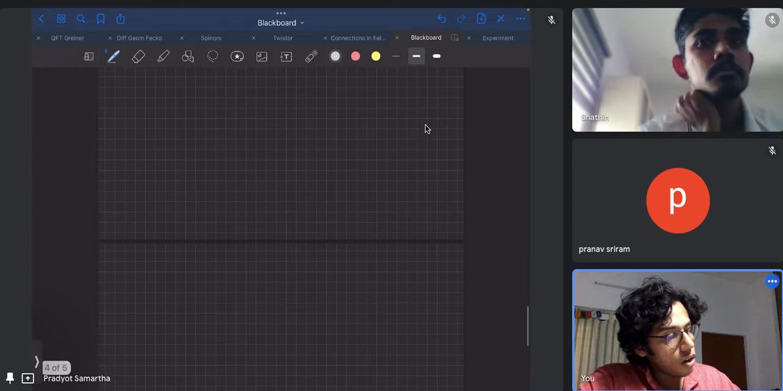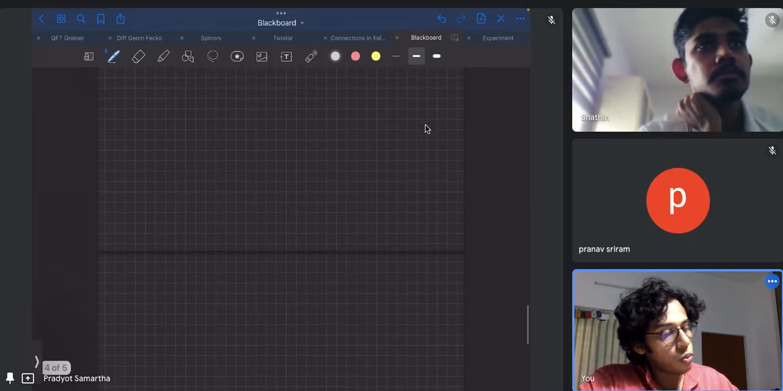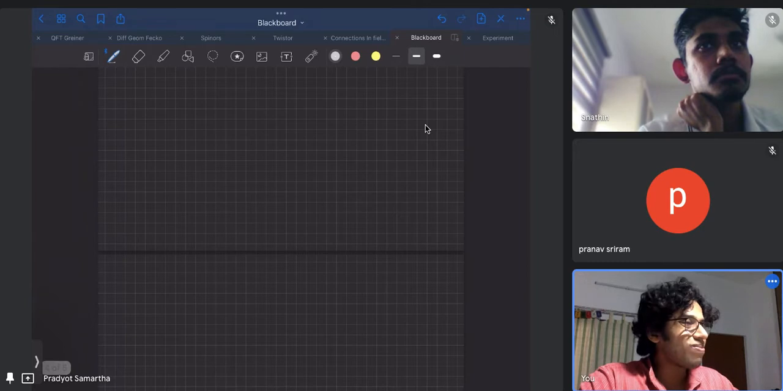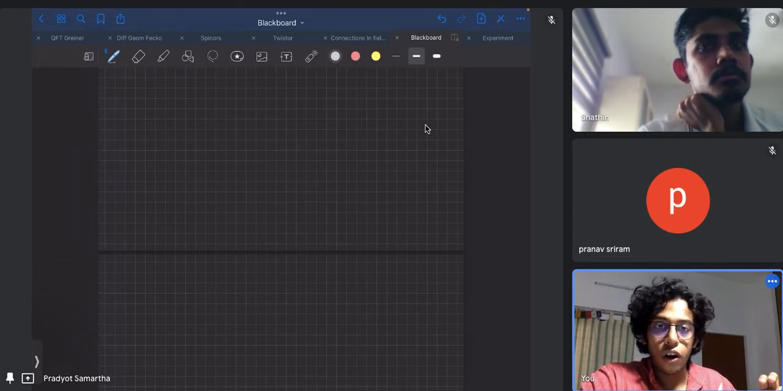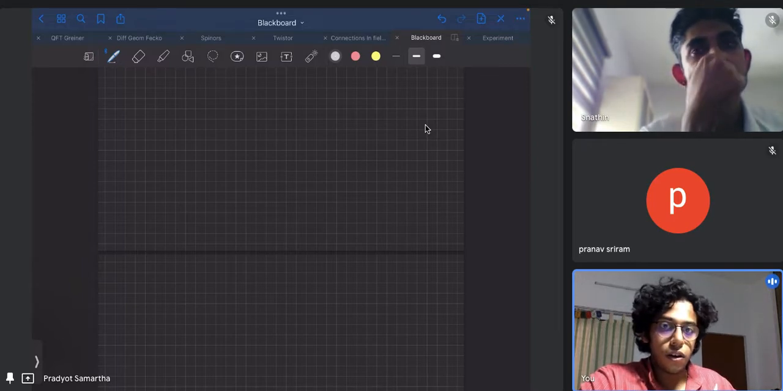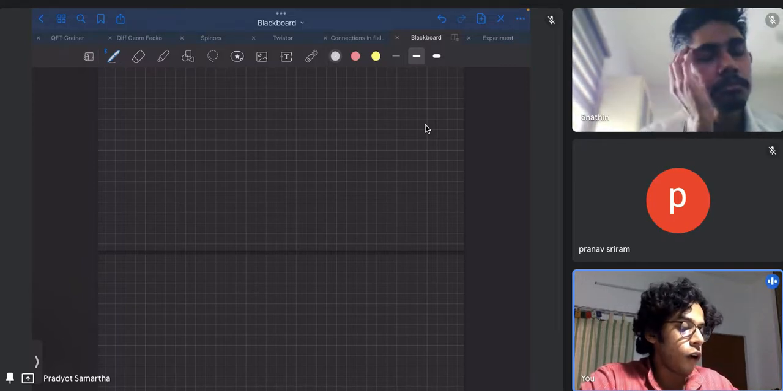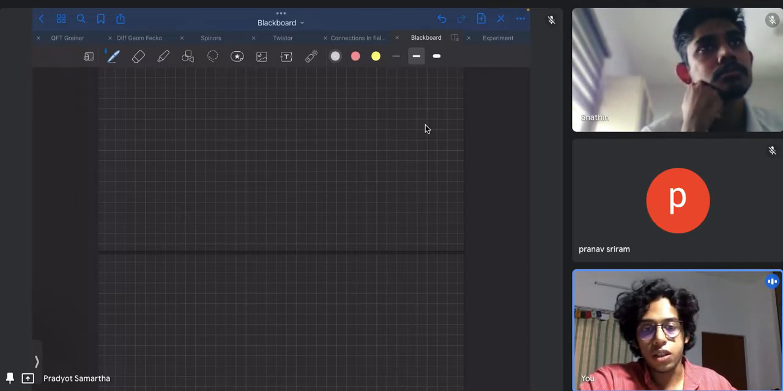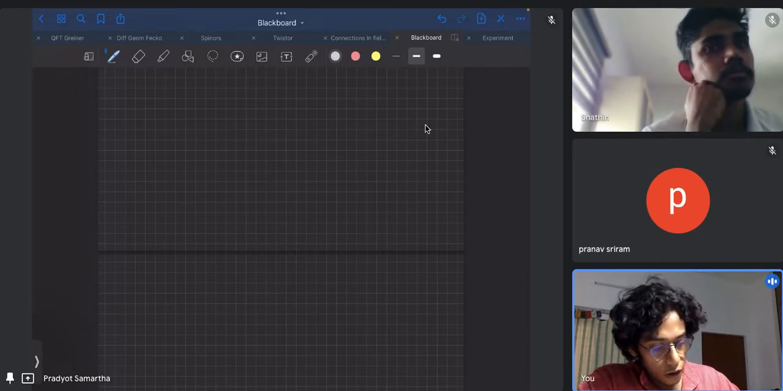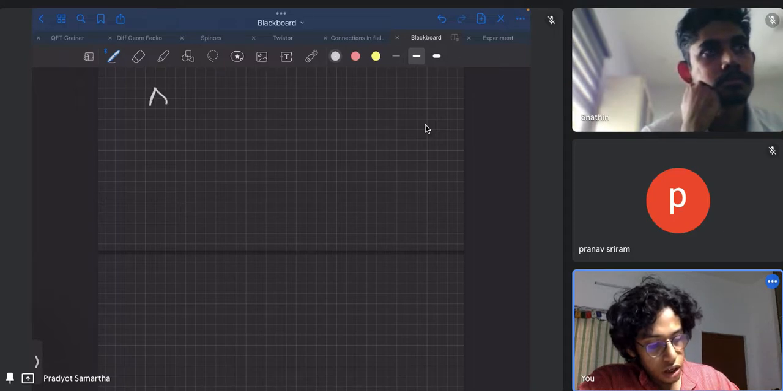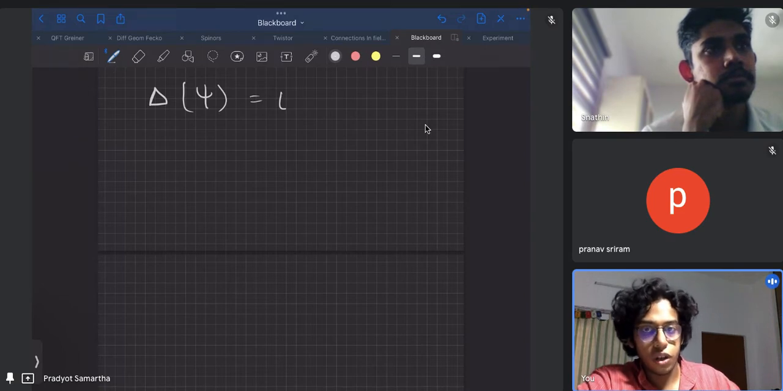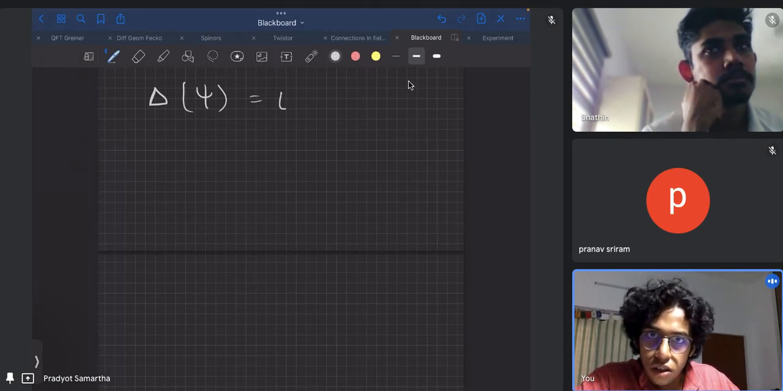But moving on, the general solution of analytic functions in the complex plane follows what you call the Laplace equation. What is the Laplace equation? Delta of psi is equal to 0. So this is the Laplace equation.